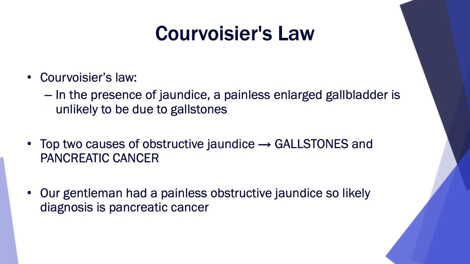The significance of our patient lacking abdominal pain links back to Courvoisier's law. Courvoisier's law states that in the presence of jaundice, a painless enlarged gallbladder is unlikely to be due to gallstones. If we look at obstructive jaundice, the top 2 causes are gallstones and pancreatic cancer. So in our gentleman who had a painless obstructive jaundice, we can say this is likely due to pancreatic cancer. You would of course go on to get CT imaging, which would confirm this and also allow you to stage the cancer as well.